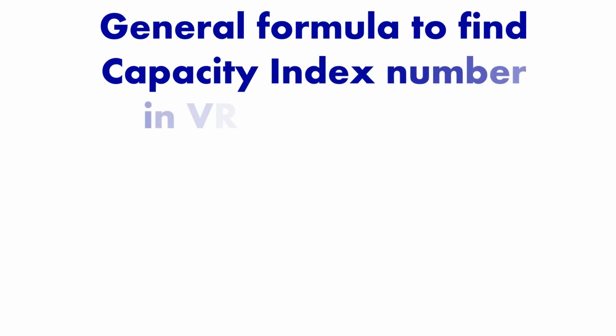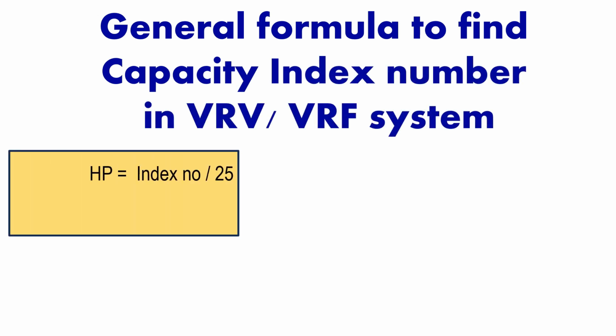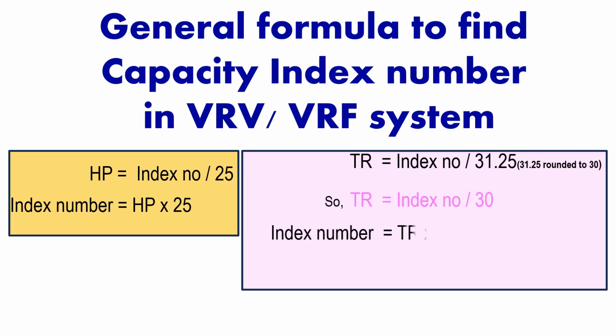General formula to find capacity index number in VRV or VRF system: index number is equal to horsepower multiplied by 25. Index number is equal to ton of refrigeration multiplied by 30. Now, we will see one by one how different VRF manufacturers apply the capacity index in their system.